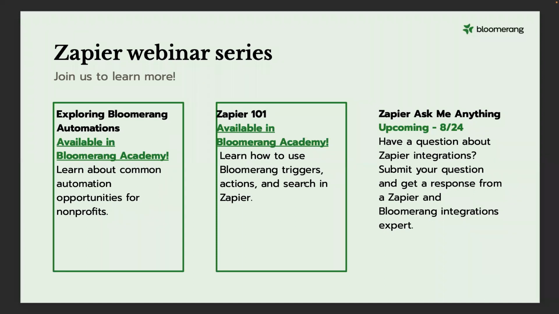Now, following today's webinar, we do have another one scheduled in August, and we're giving a couple of weeks between today's webinar and this next one. We are approaching this as an Ask Me Anything style webinar where you can submit your questions about Zapier integrations and get a response from a Bloomerang and Zapier integration expert. Our hope is that by the end of this webinar series, you will have a better understanding of how you can implement automations across your organization and really further the outcomes that drive your mission and goals.